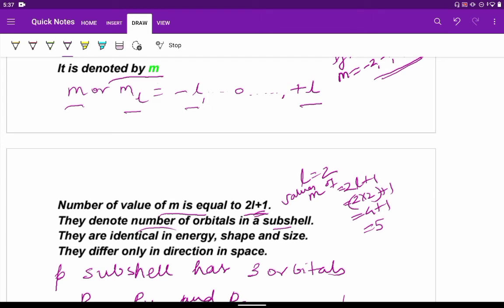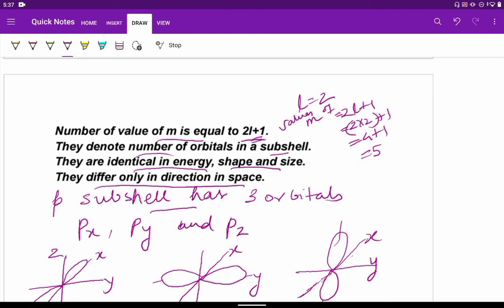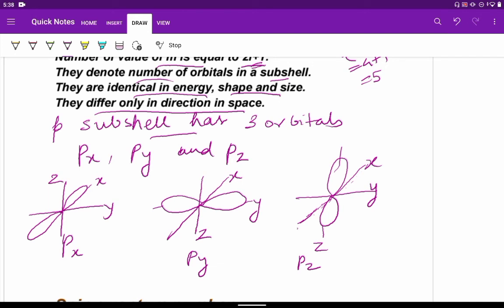As we have just seen, there are 5 orbitals in the d subshell. They all are identical in energy, shape and size. They differ only in direction in space. In p subshell there are 3 orbitals, px, py and pz, because in case of p subshell l equal to 1, so it will be 2 into 1 plus 1, that is 3. px will be along the x axis, py along the y axis, pz along the z axis, as we can see in these figures.